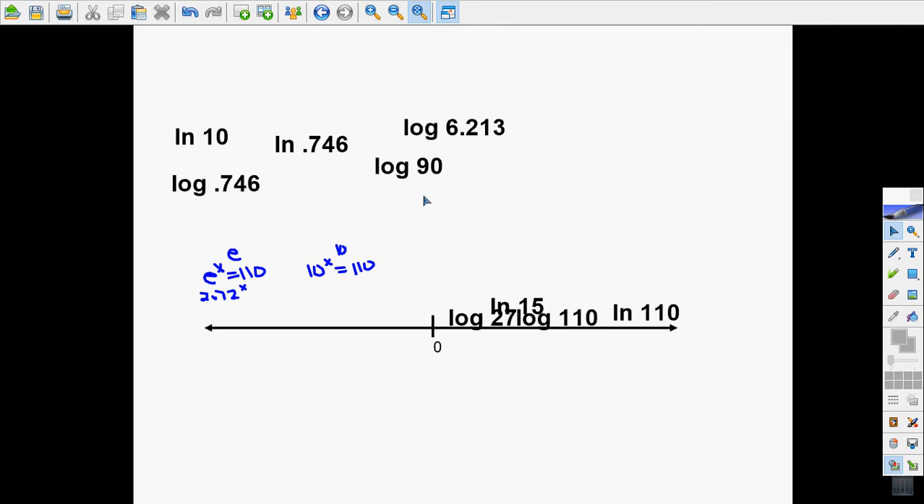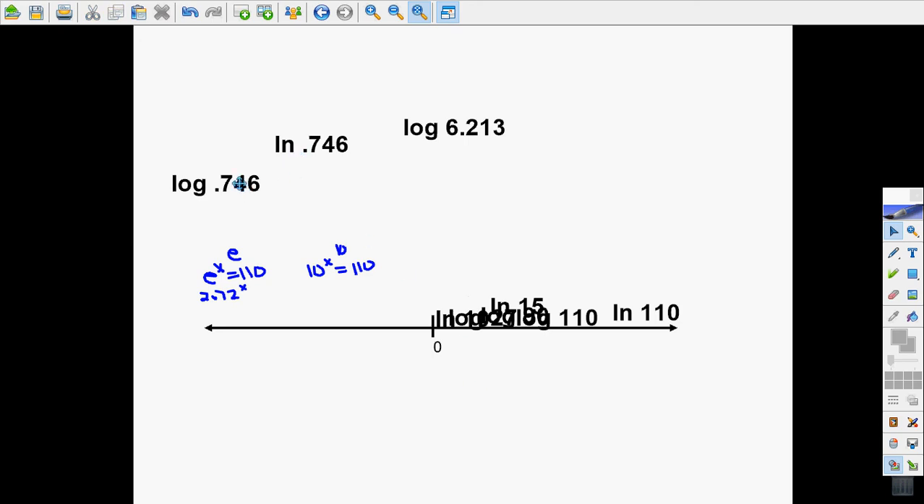So if I have log base 10 of 90, you're asking yourself, how many times do I have to take 10 by itself to get 90? So almost 2 times. So a little bit less than 2. So that's going to be kind of here with all those guys. And then you're asking yourself, how many times do I need to take 2.72 times itself to get 10? So just a couple times.